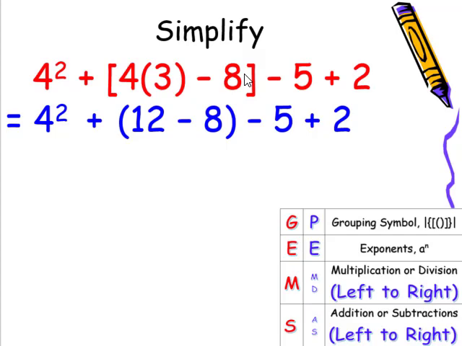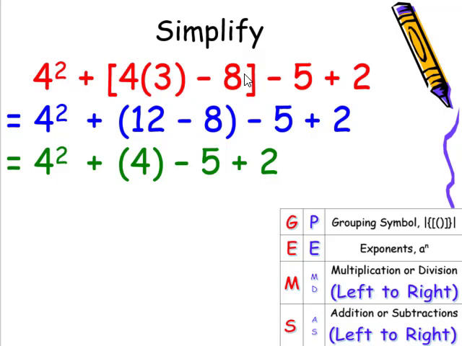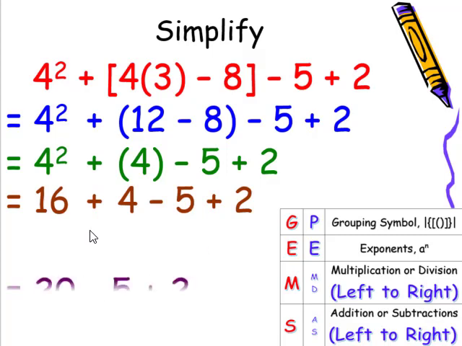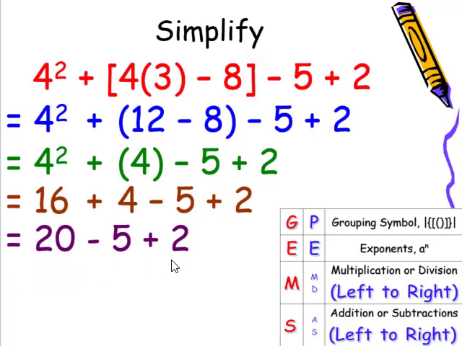Now we continue inside the parentheses, doing 12 minus 8, which is 4. Now everything inside the grouping symbols is simplified. We'll move on to exponents. 4 squared is 4 times 4, which is 16. Now which one comes first? We have addition, subtraction, and then another addition. Well, this addition, because it's on the left side. Now we'll have to do the subtraction before this addition because this subtraction is on the left side, leaving us with 15 plus 2, which is 17.